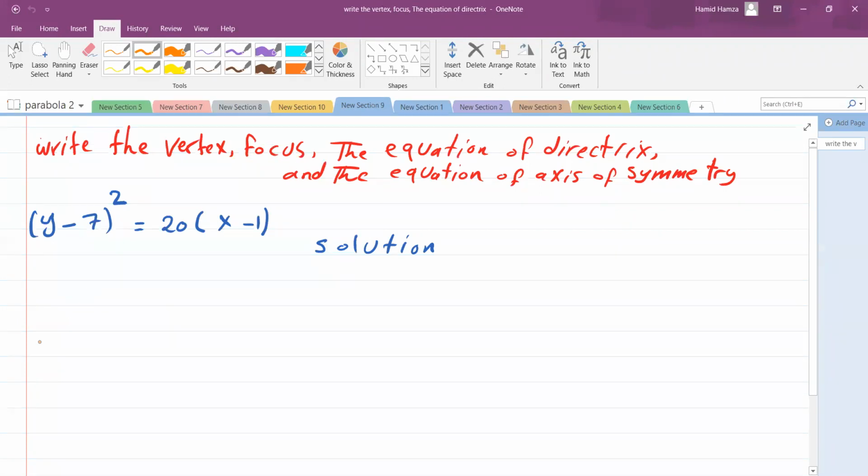Let's start as we mentioned before. First step, write the vertex of the equation. The number with x, which is -1, with a different sign, it's 1. The number with y with a different sign, which also is 7. Okay.